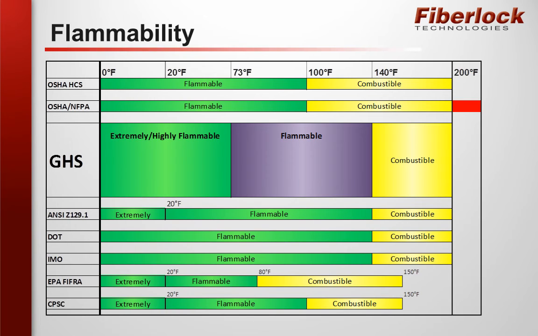Here's an example of the definition of flammability by various regulatory agencies within the United States. The first one, under the OSHA Hazard Communication System, defines flammability with a flash point of less than 100 degrees and something combustible between 100 and 200 degrees. By comparison, note that DOT considers a flammable liquid with a flash point of less than 140 degrees and being combustible between 140 and 200.